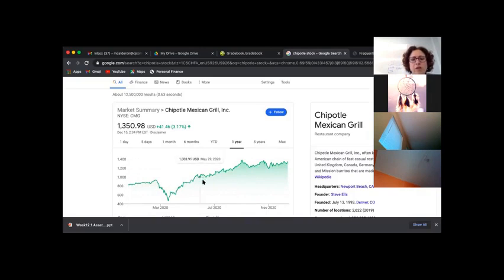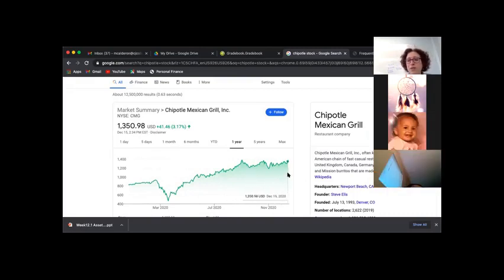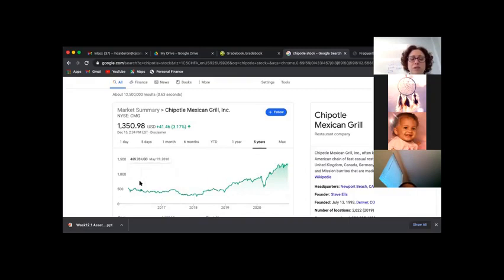So you can see that this stock, from a year ago, it's been doing what? It's been increasing. Yeah, it's doing well, right? The price of it has gone up a lot, right? This is like January here, January, February. How about 5 years? Let's see, 5 years. Oh, it's definitely gone up in 5 years, right?